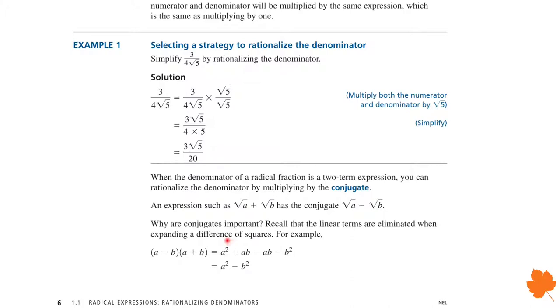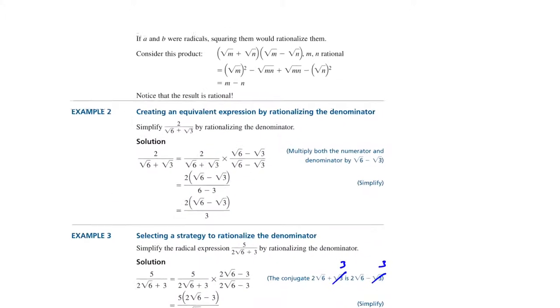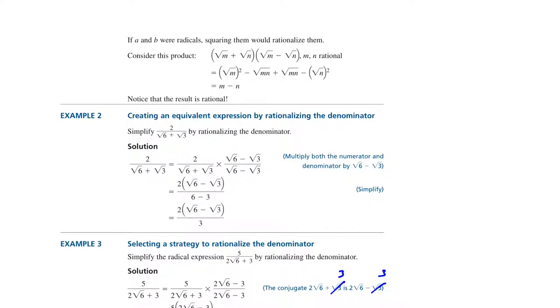If the denominator is in the form of square root of a plus square root of b or square root of a minus square root of b, to rationalize the denominator, we times it by the conjugate of the expression. Notice that the conjugate of square root of a plus square root of b is square root of a minus square root of b, and the other way around. And we know square root of m plus square root of n times square root of m minus square root of n is m minus n, difference of squares.